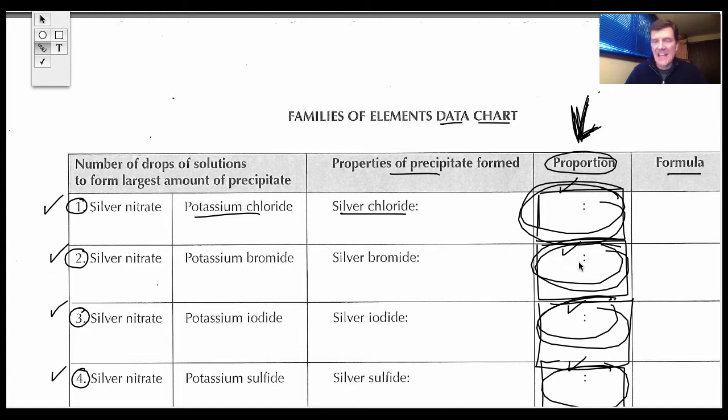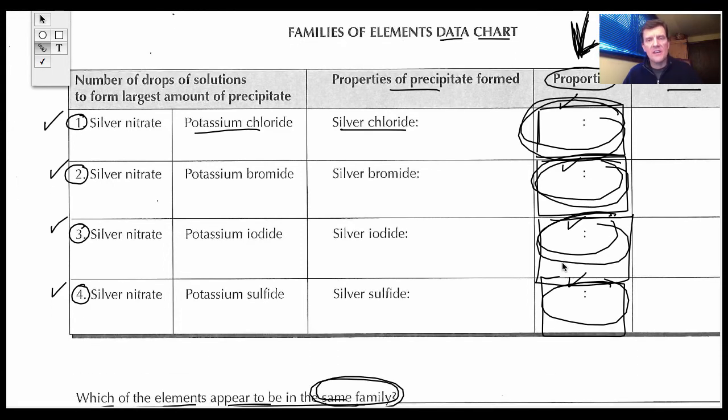Now, I'm going to share with you what your potential results could have been. If you didn't get exactly these values, it's okay. But here's close to what you should have gotten. If you did experiment number 1, combination number 1, the best result was when you had about 6 drops of silver nitrate along with 6 drops of potassium chloride.